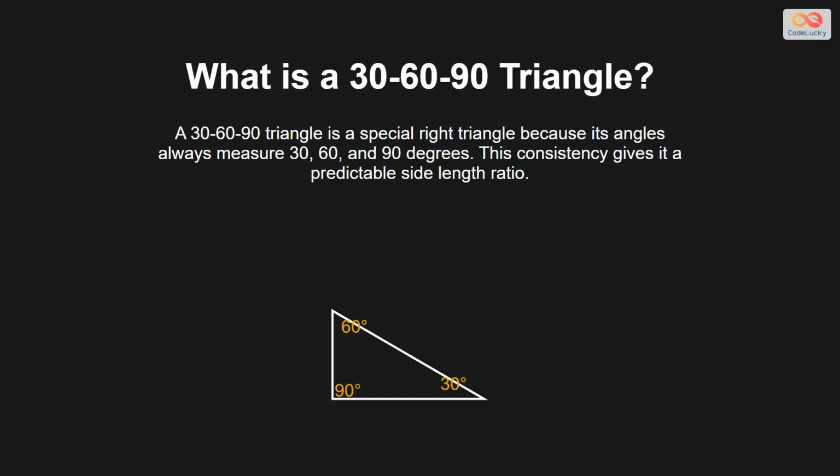A 30-60-90 triangle is a right triangle, meaning one of its angles is exactly 90 degrees. The other two angles are, as the name suggests, 30 and 60 degrees. This specific set of angles creates a triangle with very predictable properties.